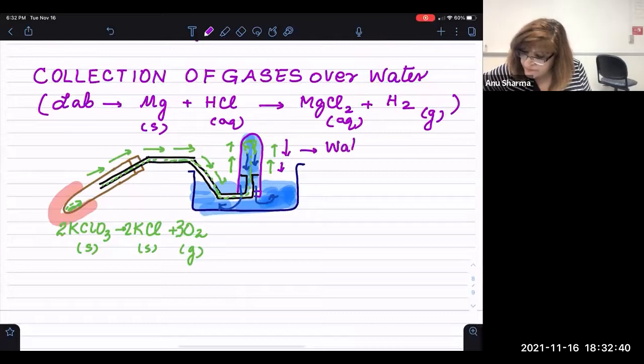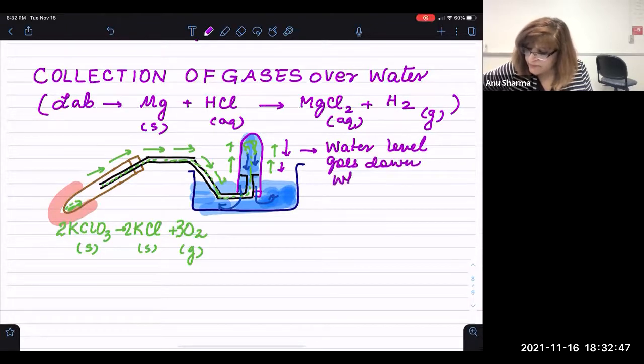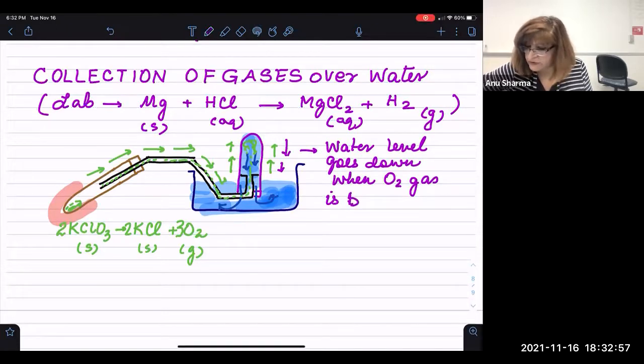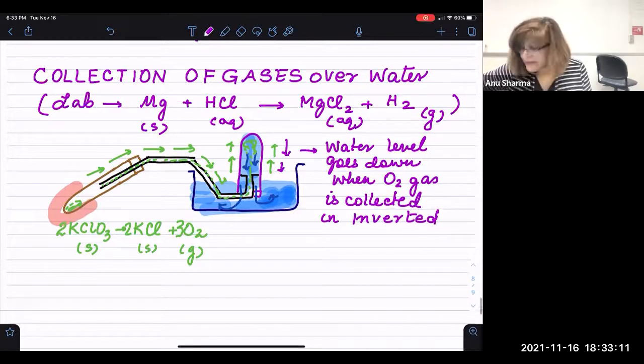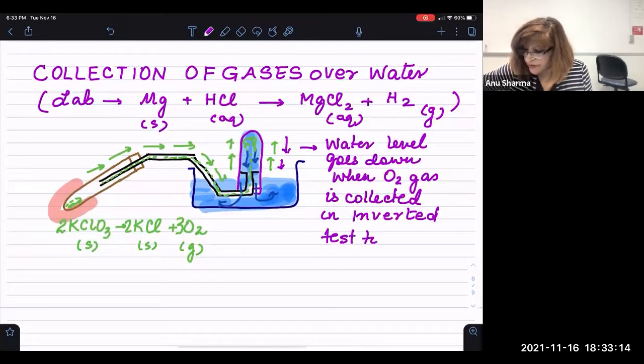water level goes down when oxygen gas is bubbled or is collected. You will see bubbling, obviously, is collected in an inverted container. Inverted, in this case it's a test tube. Okay, but it could be anything else also.